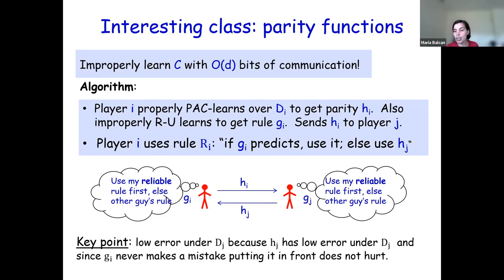Now this argument only works when the number of players is 2. It's actually an open question to generalize to more players. Again, the argument is general and works for any class of functions that can be learned in these two ways: properly PAC learning and learning in the reliable useful model.